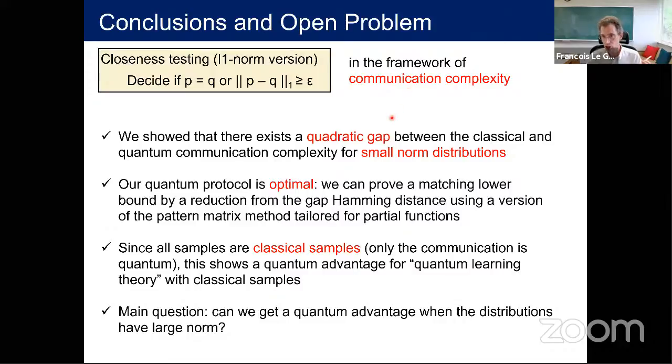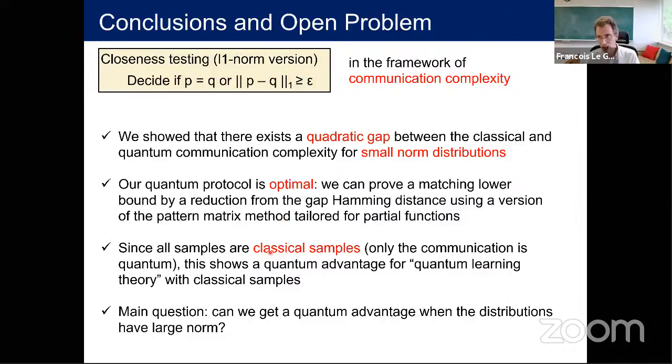The main conclusion is that when the distribution has small norm, there is a quadratic gap between classical and quantum communication complexity. And actually, our quantum protocol is optimal. We can prove a matching lower bound by a reduction from the gap Hamming distance. To do this, you need a version of the pattern matrix method tailored for partial functions. It's a little bit technical, so I completely omit the lower bound from this talk. But we can prove that we cannot do better than our protocol when the distribution has low norm.